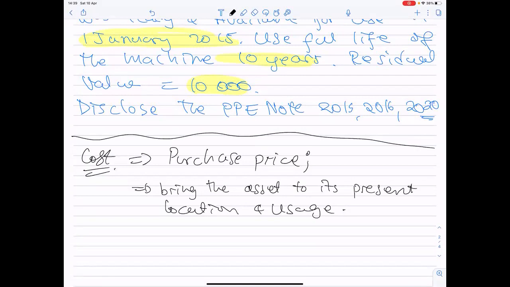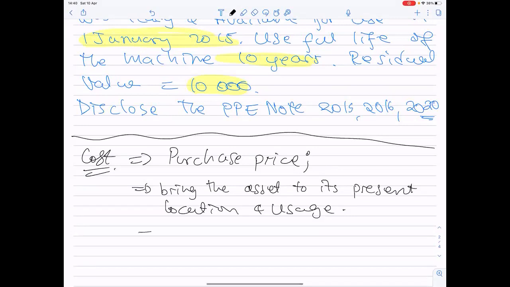And also, if somebody is going to come and install the asset, are we together? So sometimes you know that the assets are going to be installed. So any cost that is going to be incurred by the entity in installing the asset is also going to be included in the cost.